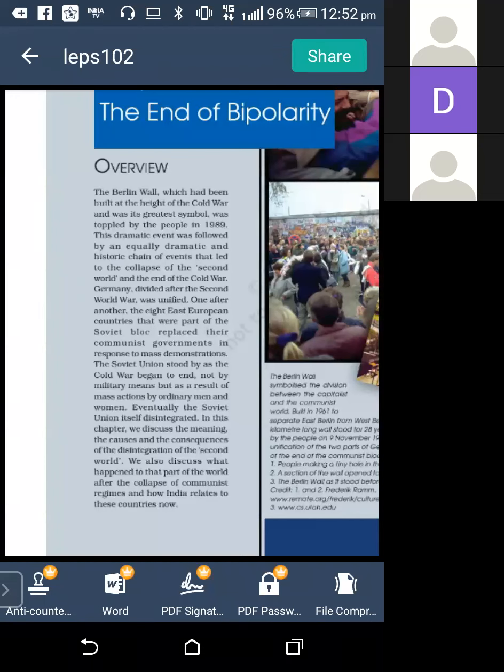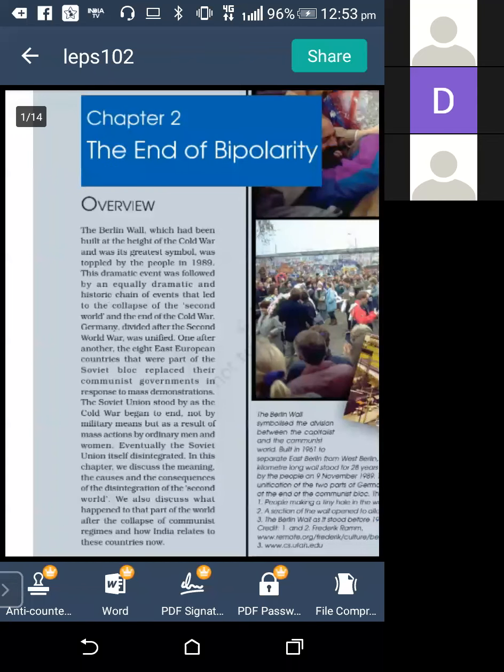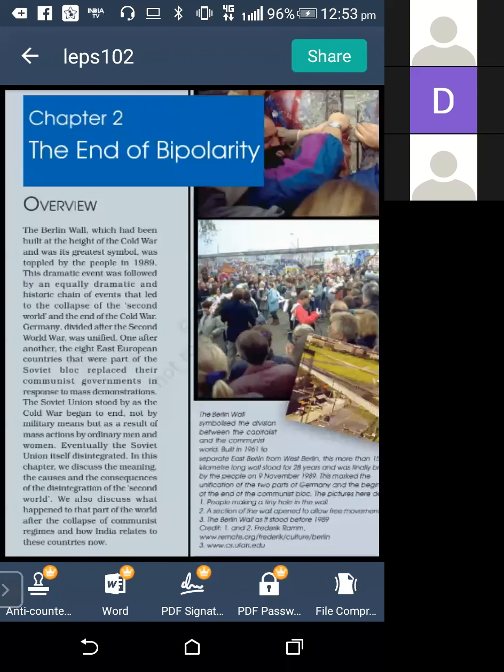So in this chapter we will discuss the meaning, the causes, and consequences of the disintegration of the Soviet world. We will also discuss what happened to the parts of the world after the collapse of the communist regime. Hum kya discuss karenge iske andar? Sabse pehle causes. What were the causes of disintegration? Then consequences, not only for the Soviet Union, but consequences throughout the world. Then what happened to the parts of the world after the communist regime? And how India relates to this, because you know the Soviet Union was very much close to India. Then what happened?